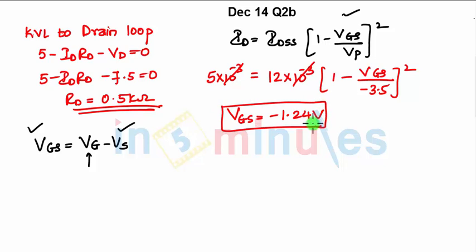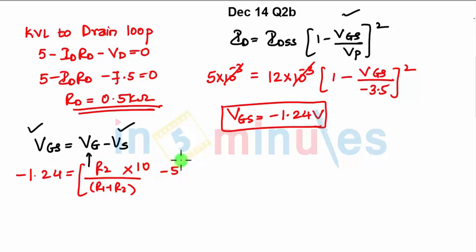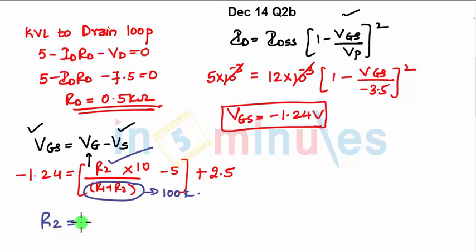When you got VGS as minus 1.24 volts, you substitute over here, it will be minus 1.24. In the Vg equation, R2 upon R1 plus R2 into 5 plus 5, 10, the whole minus 5, minus the voltage at the source, which we have already found as minus 2.5, so it will be plus 2.5. When you substitute, R1 plus R2 is given in the question as 100K. So there is only one unknown, that is R2. That will give you R2 as 12.6 kilo ohms.